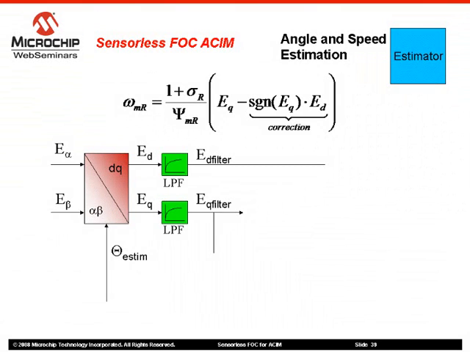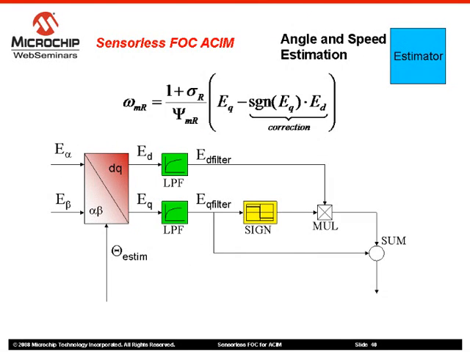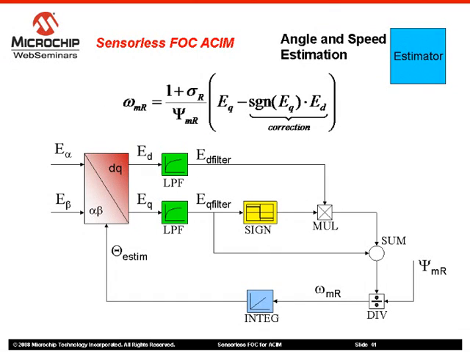The dq component outputs are filtered because they are computed from the current measurements, which can be noisy. The first order filter used should be fast enough to allow dynamic changes. The sign of the Q component of the back EMF is extracted and multiplied by the D component of the back EMF. Then, these two components are added to obtain the speed error correction.